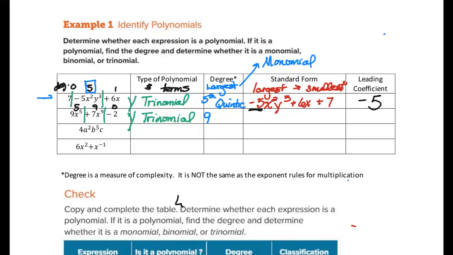The first one here, this is 3 terms. That's why I have them divided. Okay, so 9th degree, we just call this a 9th degree. We don't have a silly name for that. So, standard form, 7x to the 9th plus 9x to the 5th minus 2, and that has a leading coefficient of 7.